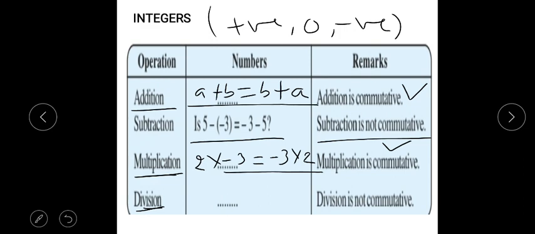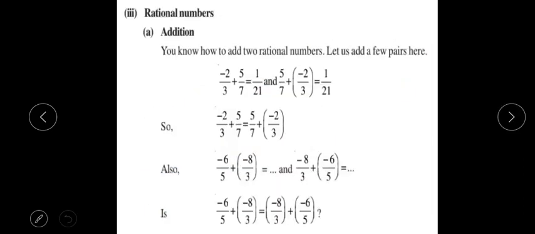Okay, now let's discuss all this in detail for rational numbers. Now you know rational numbers are the numbers which can be written in the form of p by q, and are called rational numbers.